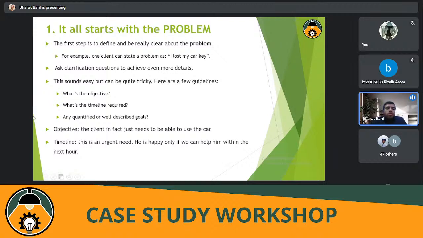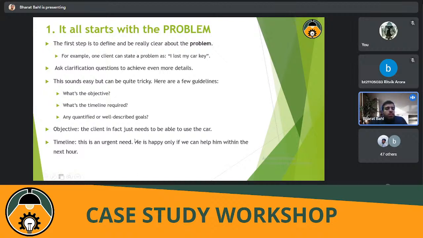Okay. So the objective is that the client, in fact, needs to be able to just use the car. This is the objective for him. Well, we were talking that हमारा objective क्या है? Lost car key को ढूंढना. But here the objective of the client is to be able to use the car itself. उसको चाबी का क्या करना? उसने चाबी को थोड़ी ना चलाना है. उसने गाड़ी को चलाना है. वो कह रहे हैं मुझे गाड़ी चला के दे दो जैसे मर्जी से. And the timeline is he needs it very very urgently.